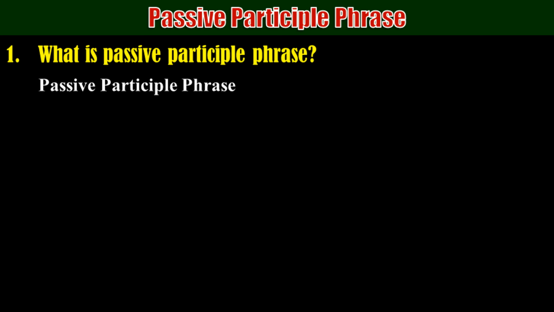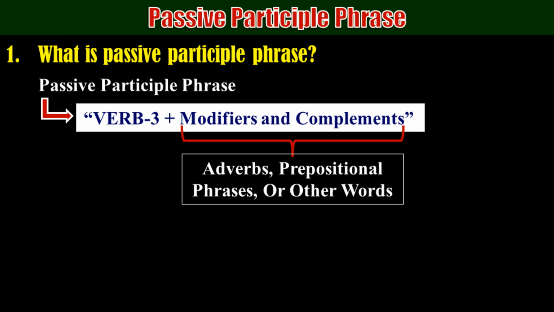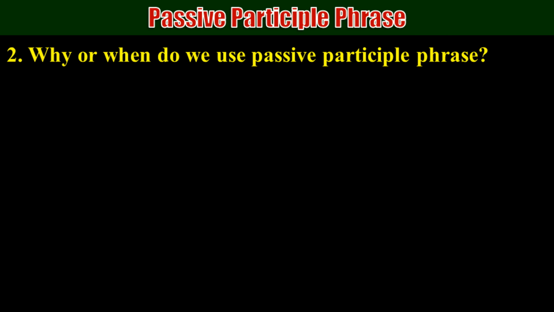What is a passive participle phrase? Definition and explanation. A passive participle phrase is a type of participle phrase that includes a past participle and is used to modify a noun or pronoun in a sentence. A passive participle phrase is formed by verb 3 plus modifiers and complements, such as adverbs, prepositional phrases, or other words to complete the meaning of the sentence. As in the sentence, baked in the oven, the cookies smelled delicious. In this sentence, baked is verb 3 and in the oven is a prepositional phrase.